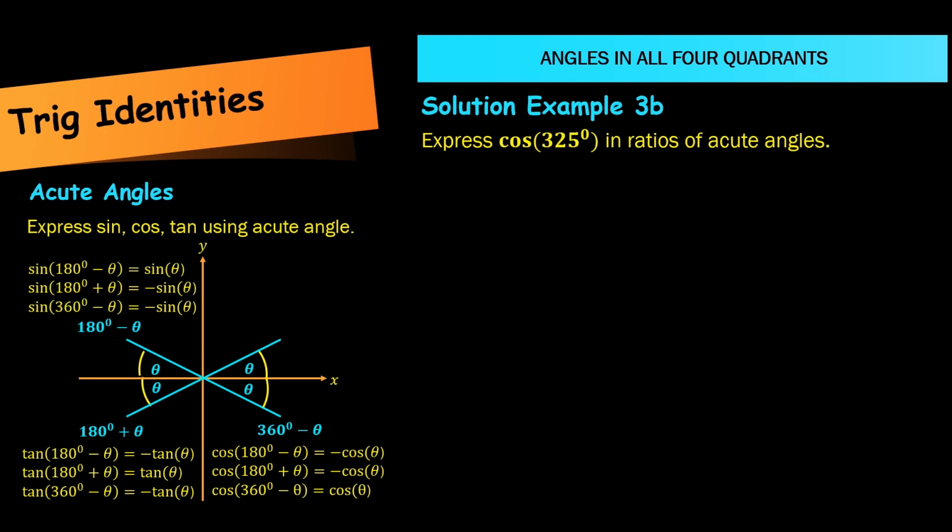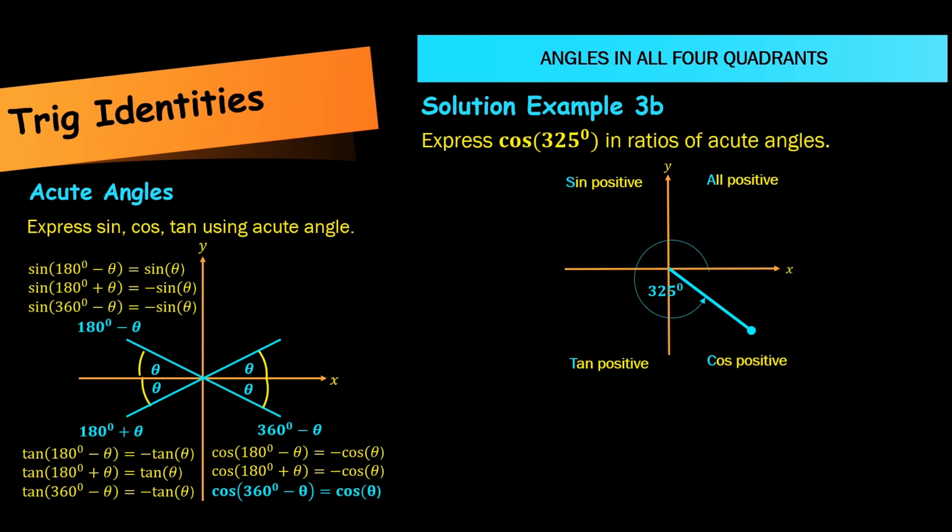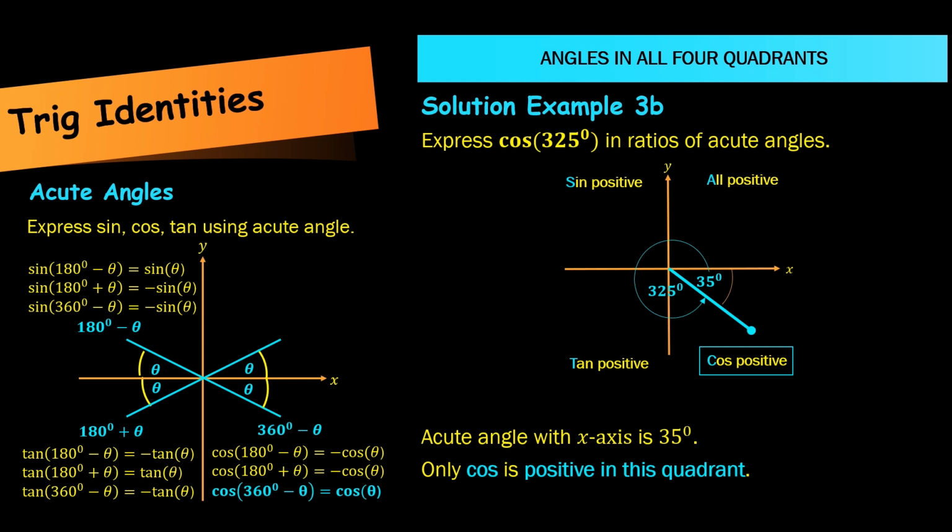Now let's solve example 3b. Express cos 325 degrees in ratios of acute angles. So here's 325 degrees in the CAST diagram. The acute angle is 35 degrees. And as you can see, because this is in the fourth quadrant and only cos is positive in this quadrant, we have that cos 325 degrees is equal to cos 35 degrees.